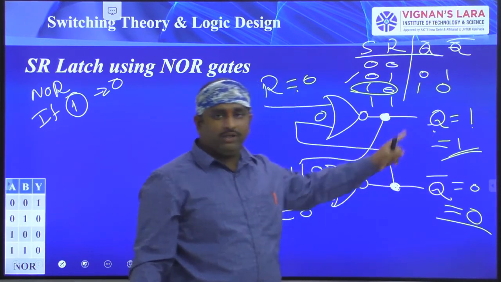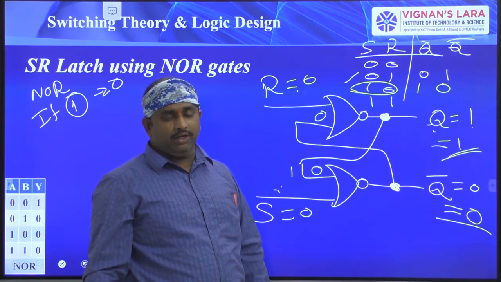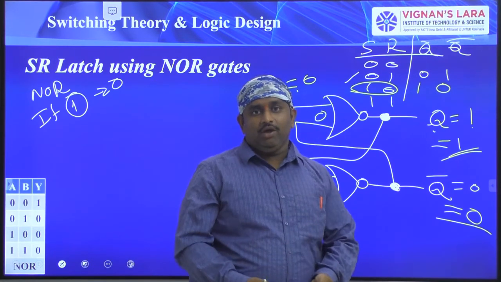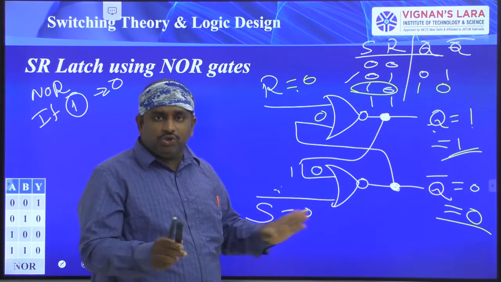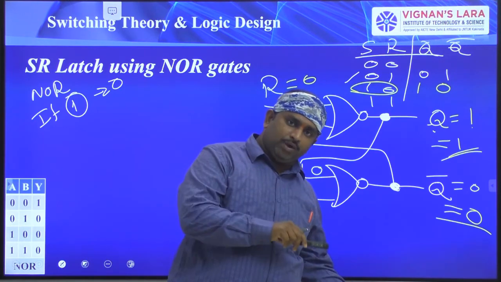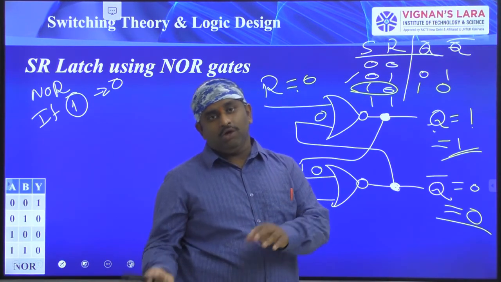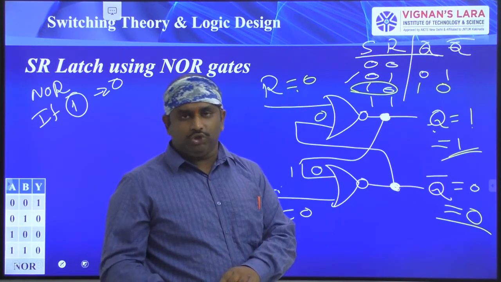So previously 1 0 outputs were available, and presently also 1 0 outputs we got. So there is no change. When you give S equal to 0, R equal to 0, there is no change in the outputs. If the previous outputs are 1 0, the present outputs are also 1 0. If the previous outputs are 0 1, the present outputs are also 0 1.